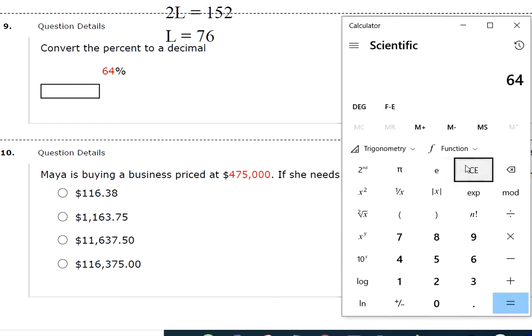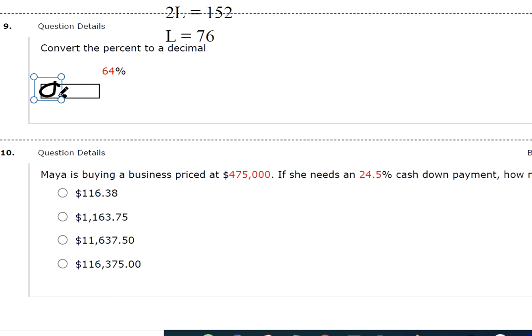So take the number 64 and divide it by 100. That moves the decimal place 2 places to the left, like we're supposed to. So 0.64 is the decimal form of 64%.